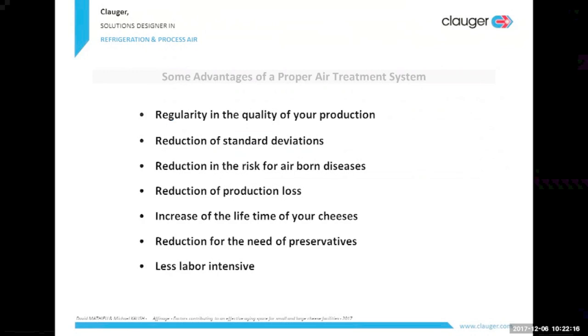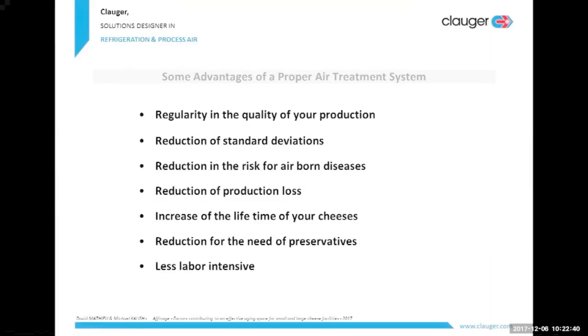Voilà, so the advantages of a proper air treatment: regularity in the quality of your production, reduction of standard deviations, reduction of risk for airborne disease, reduction of production loss. You increase the lifetime of your cheeses or the shelf life, a reduction of the need of preservatives, and less labor intensive.